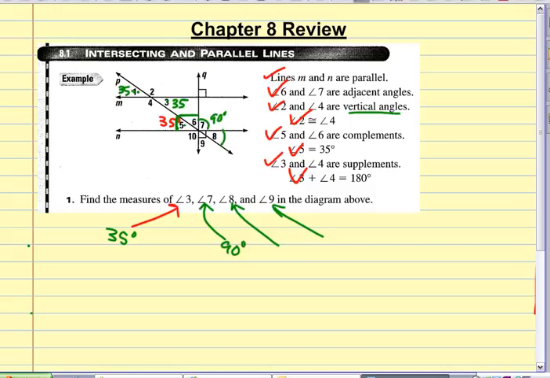Number 8 is right here. What's the measure of number 8? Who did I call on for that? Ian? What's the measure of number 8? 35 degrees. Why, Ian? It is vertical from 5, which we know is 35 degrees. So we know that 8 has to be 35 degrees as well. Beautiful, Ian.